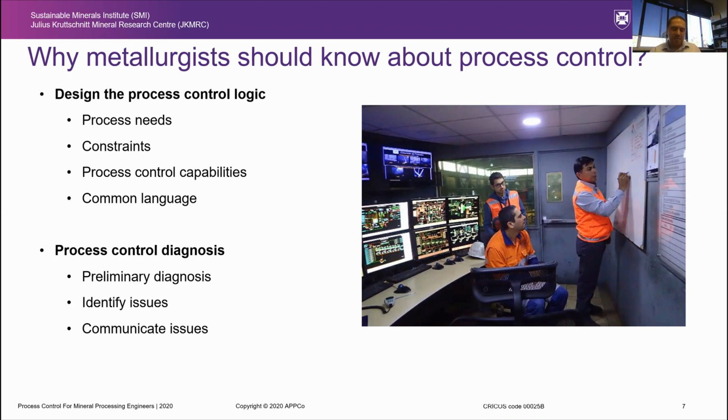In many cases, we have been on sites where the metallurgists have a close relationship with the process control engineers. That's where I saw process control work in the most efficient way, because they can communicate in a common language and express the needs very well. And because they're aware of the constraints that exist within the process control, they can come up with more realistic needs and a more realistic way of applying process control.